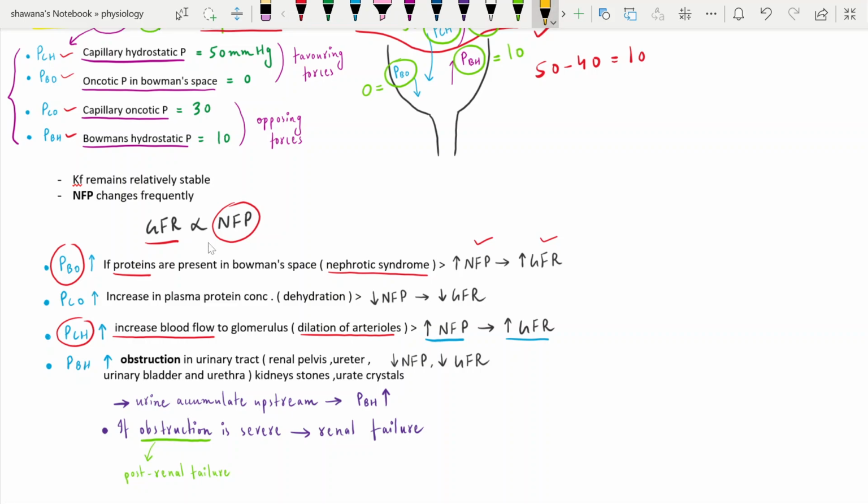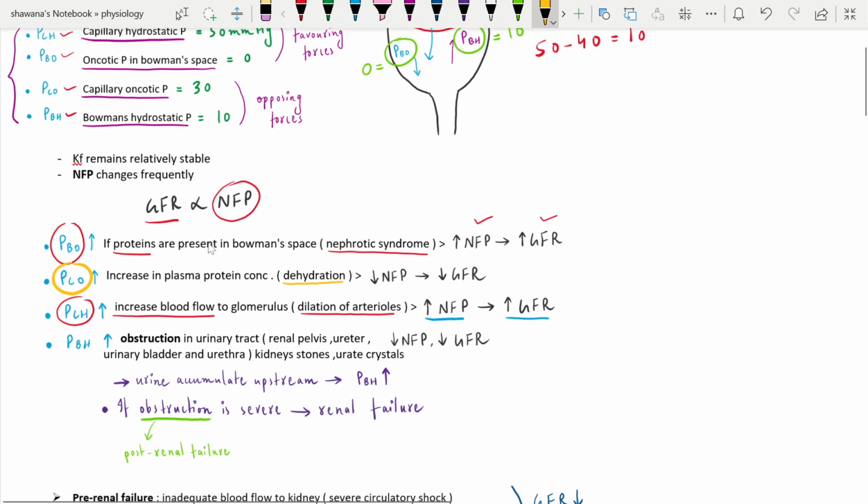The third is the capillary oncotic pressure. It is due to the proteins of the plasma present in the blood. In case of hyperproteinemia or dehydration, in which the blood becomes concentrated, this capillary oncotic pressure increases and it pulls the water. It is not a favoring force for filtration, it is an opposing force, so GFR will decrease accordingly.